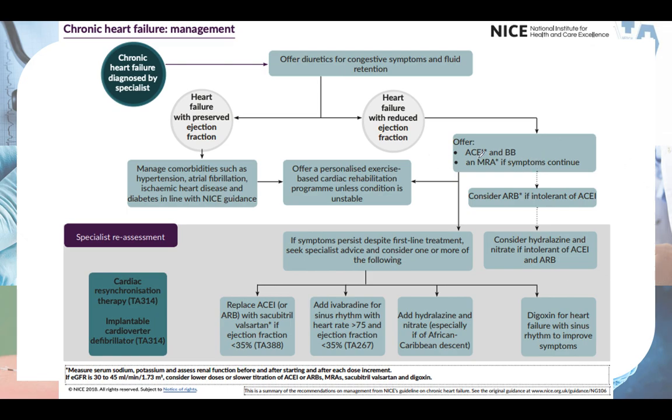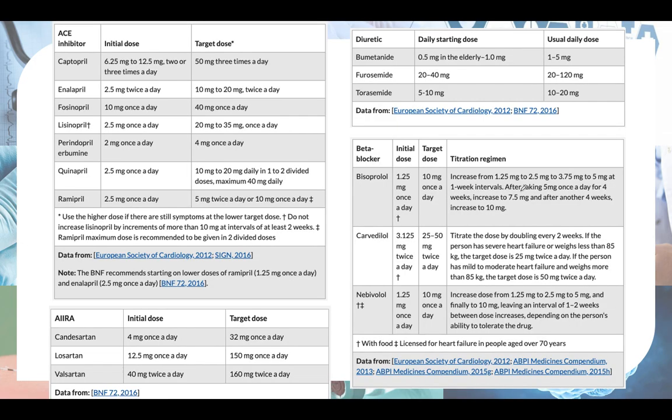So remember, first line, ACE inhibitors, beta blockers. If it doesn't work, MRAs. If ACE is not suitable, use ARBs. And these are examples. For beta blockers, you can see not all beta blockers are licensed for heart failure. These are the ones licensed for heart failure: bisoprolol, carvedilol, and nebivolol.